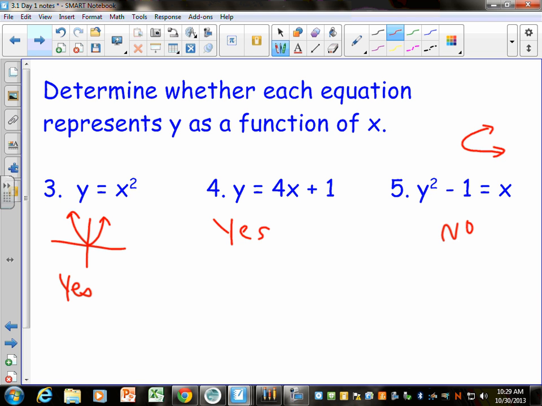If you have x squared and y squared, that's also going to be a problem. It's just not going to be a parabola on its side. It might be an ellipse. It might be a circle. It might be a hyperbola. But usually this is kind of your big clue that it's not a function. Okay?